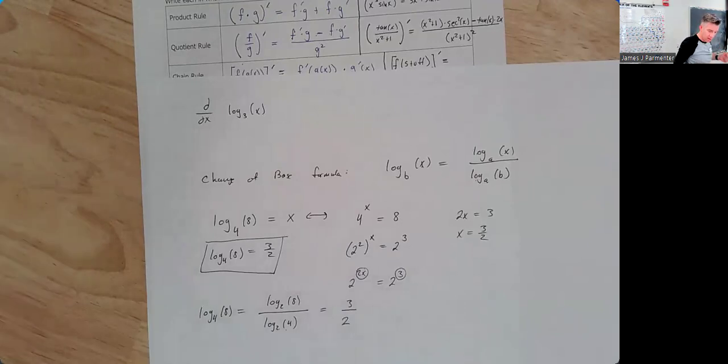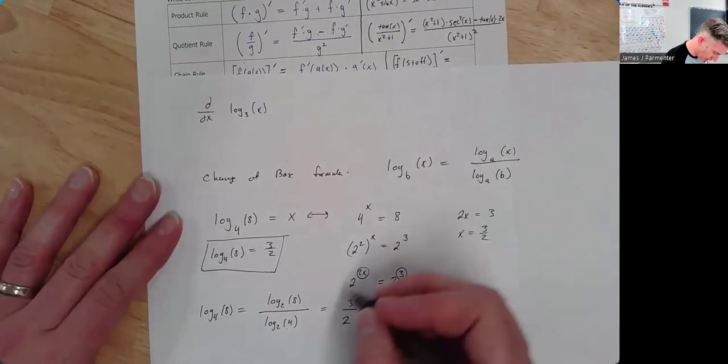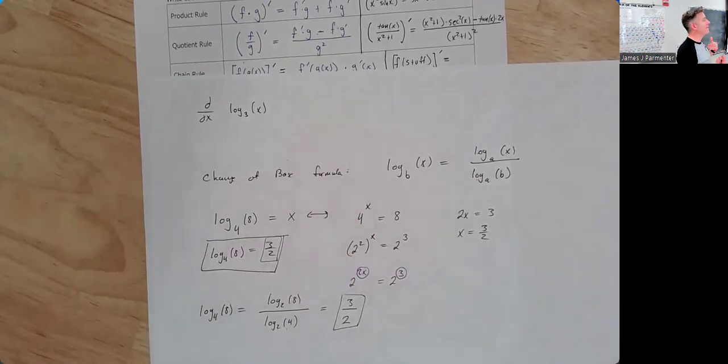So just be careful there. Log base 2 of 8 doesn't equal 4, even though 2 times 4 is 8. Log base 2 of 8 equals 3 because 2 to the third power is equal to 8. But look, those are the same. So that's an example of how the change of base formula actually works.